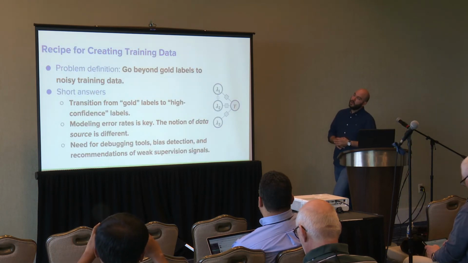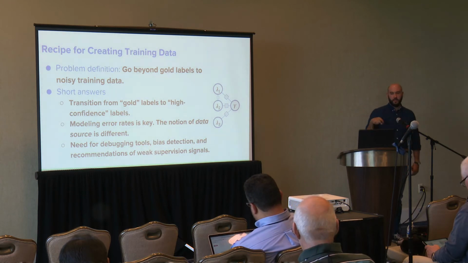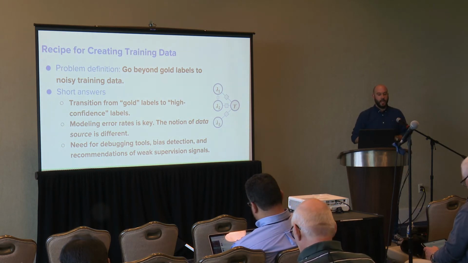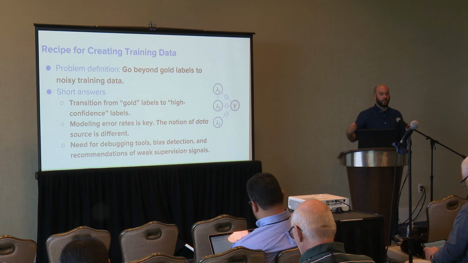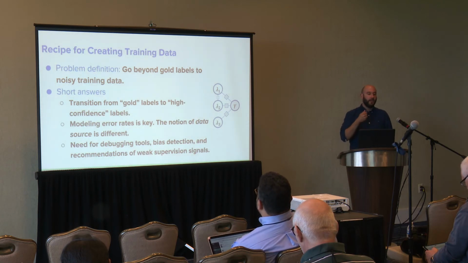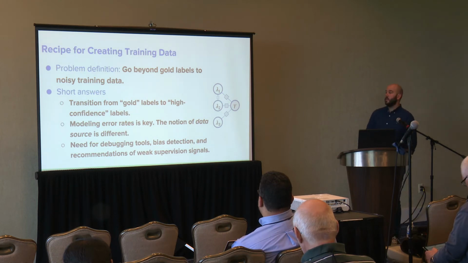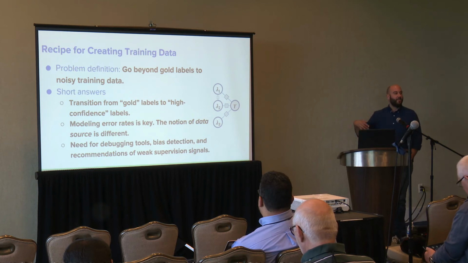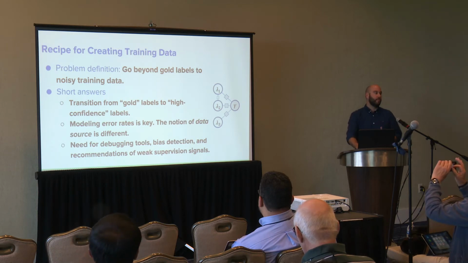So just to recap, you want to go beyond gold labels. You want machine learning models that can use noisy training data. The short answer here is that there are lots of techniques that leverage data integration techniques and algorithms to transition from gold labels to high confidence labels. And again, the key idea is very similar to that of data fusion, which is to model the error rate of the different annotators. All we changed here is the notion of a data source. Finally, something that is not out there yet: we really need debugging tools for this type of weak supervision model, and we really need to detect bias in these types of weak supervision signals.